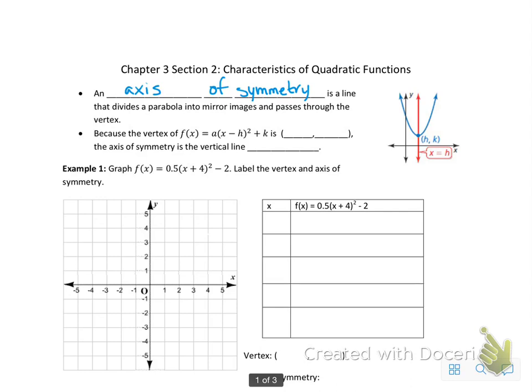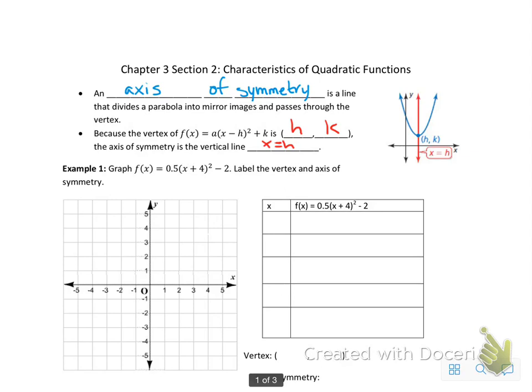Because the vertex of f of x equals a times x minus h squared plus k is (h, k), the axis of symmetry is the vertical line x equals h. So the axis of symmetry is always going to be the h value. And remember, when you're finding the vertex, you always do the opposite or the inverse of what's there, because you have x minus h, and the x value is the h without the negative.